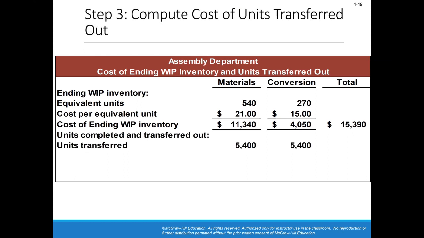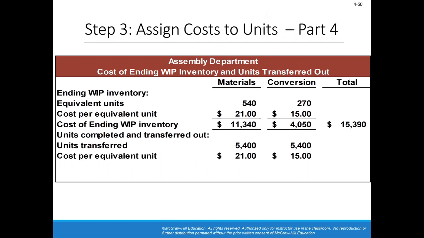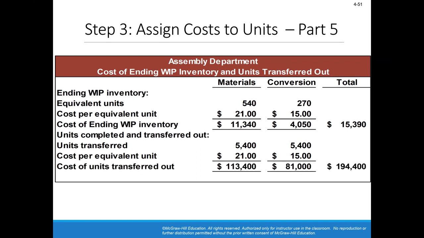All right, so now we have our units completed and transferred out. So what did we transfer out? 5,400 units. What's the cost per equivalent unit? 21 and 15. We multiply to come up with our cost that's transferred out. So the cost for the ending work in process is going to be those units that were left behind with their percentages, and then the cost of the units that were transferred out is the 5,400, and you multiply that by the rate per unit that we calculated out on the previous slide. So we have a total cost transferred out of 194,400.